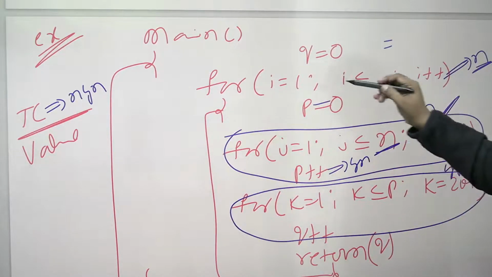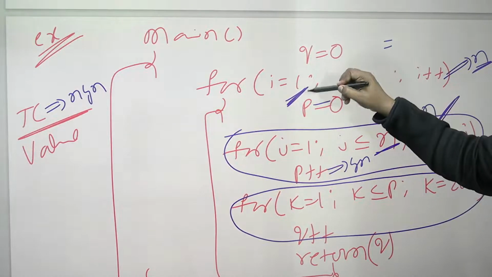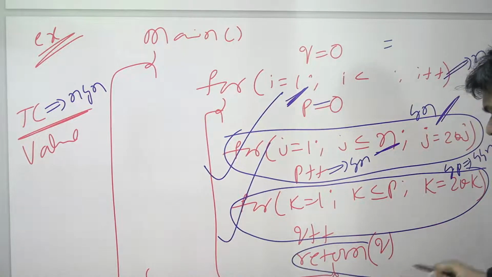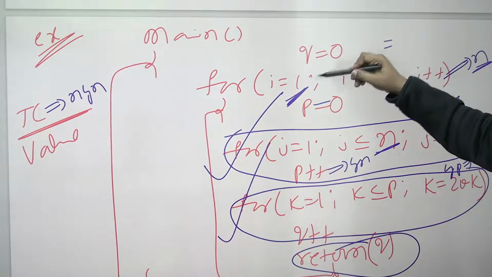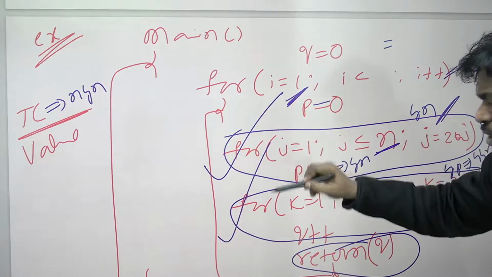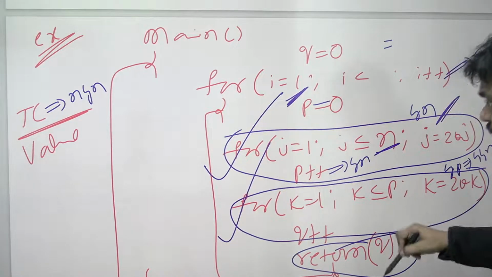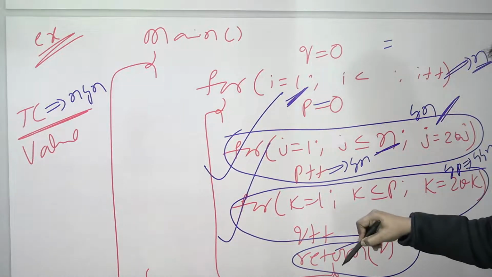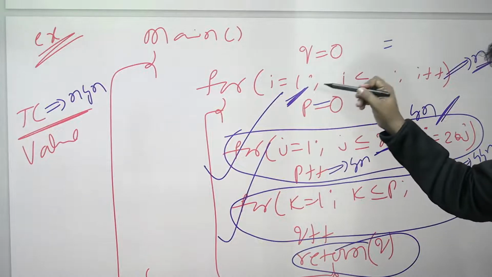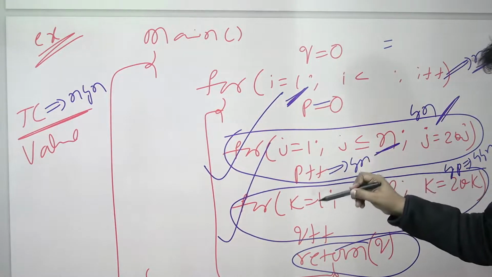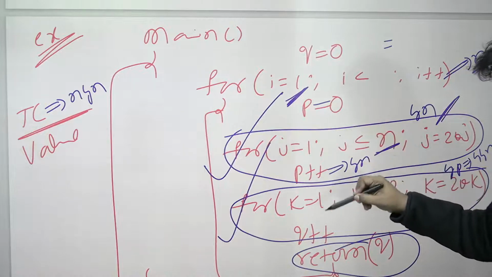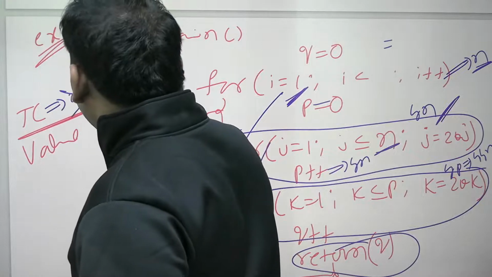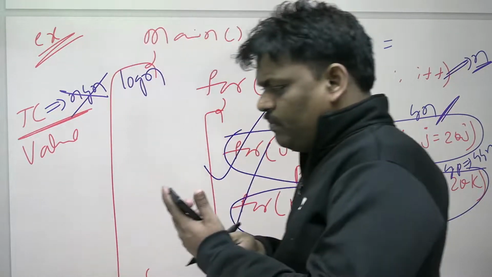But remember, for I value 1, you will complete this, but there is a return. So for I value 1, the J loop is executed, the K loop is executed, then return. What's the meaning? For I value 2, you don't go. J will execute one time, K will execute one time, afterwards return. So remember, it is not n log n. What is the answer? It is log n.